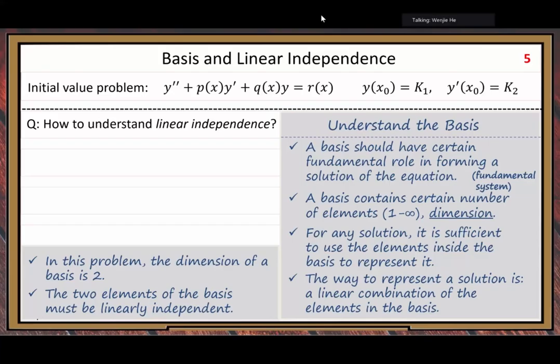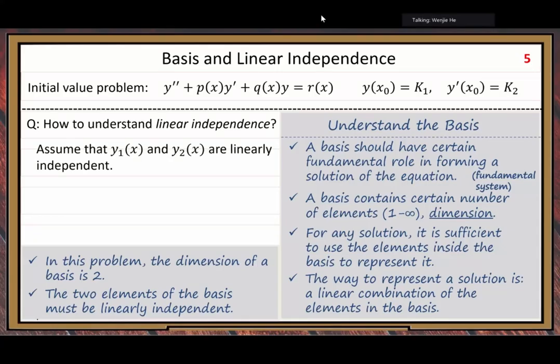For example, sine, cosine. Sine, cosine, two functions. How do you check these two functions are linearly independent? So we need to answer this question.